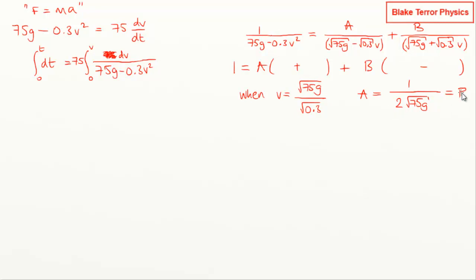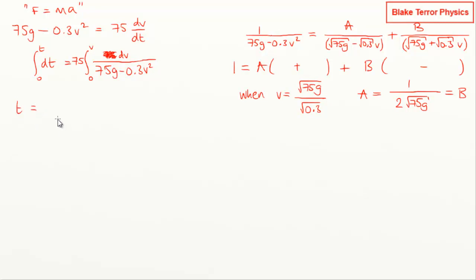We're going to get the same thing happening there. So a and b are actually the same. That should help things considerably, I would have thought. So we've now got what our two fractions are. So going back to our integral, we can tidy up the left-hand side and just say, well, that is t.